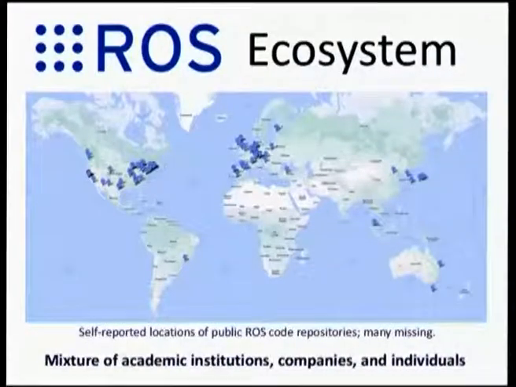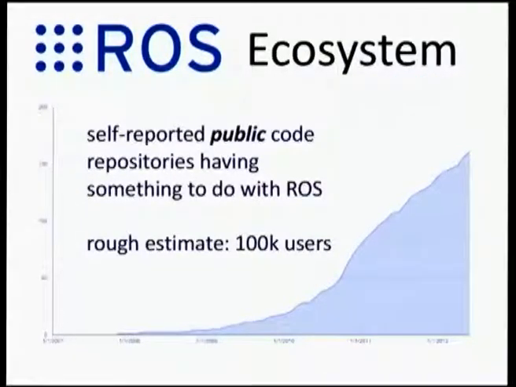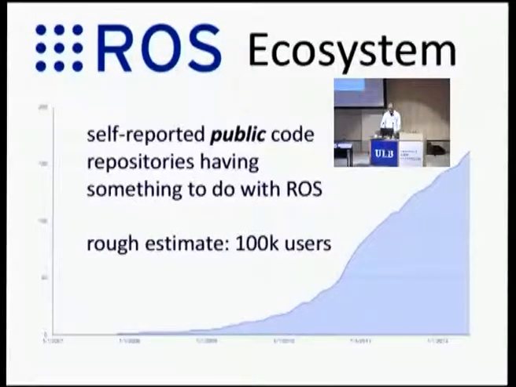Okay, so the ecosystem goes kind of around the globe. This is just a map of some self-reported locations of people using ROS and publishing code. There are lots missing on here, but it's an interesting mixture of academic institutions, corporate research labs, companies, and individuals and amateur groups as well. This graph shows, a little hard to see the numbers there, the self-reported public code repositories, things like on GitHub that have something to do with ROS. And when we look at our server logs, I know all of us in the open source world have this problem: it's hard to know how many people are actually using your thing because we don't have customer lists or anything like that.